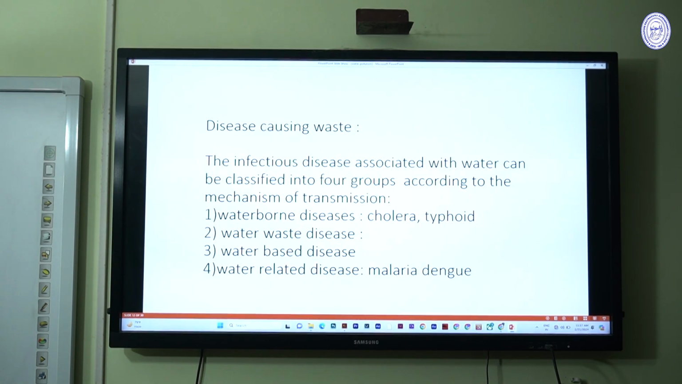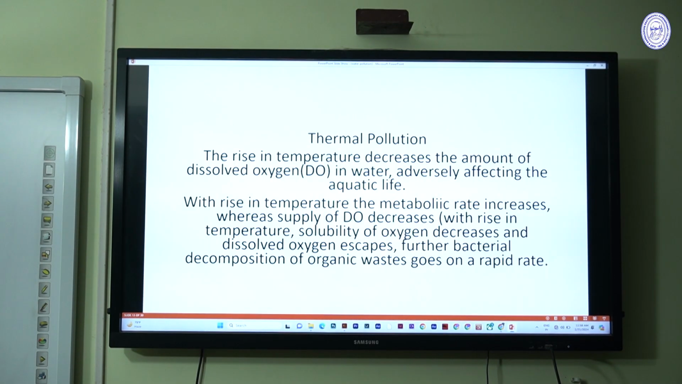The infectious diseases associated with water can be classified into 4 groups according to the mechanism of transmission, that is the waterborne disease, water washed disease, water based disease, and water related disease. Water related diseases, for example malaria and dengue. Water is not a vector in this case, but it is associated with that disease.